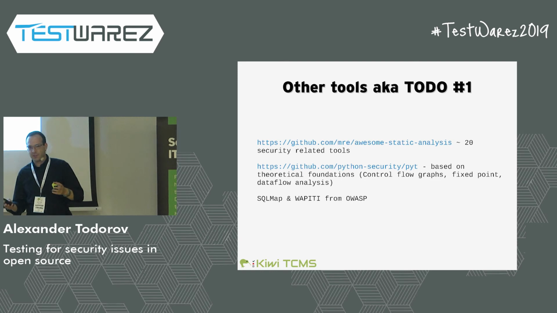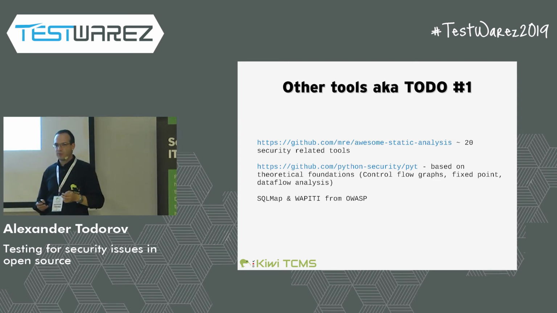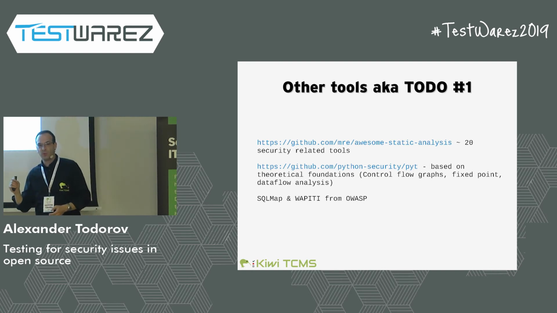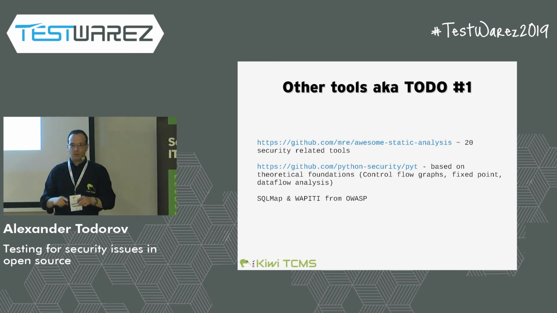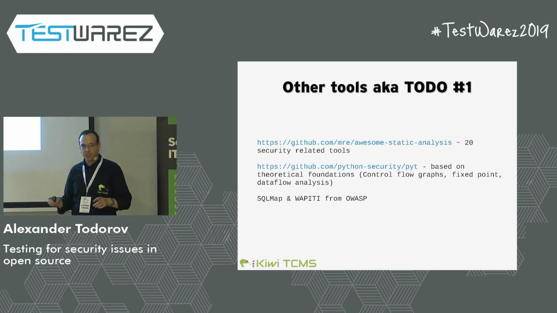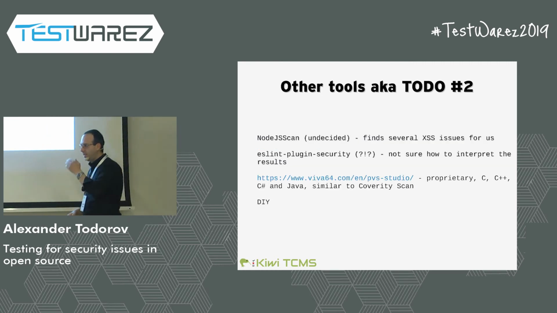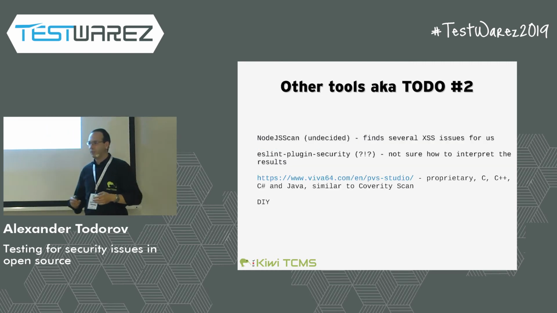If you're using a different programming language than Python and JavaScript, of course, just Google static analysis tools. The first list that I was able to find, this one, awesome static analysis on GitHub, has 20 different tools with the word security in the title or in the description. So a lot of tools for many, many programming languages. If you start searching for dedicated security scanners, security static analysis, vulnerability static analysis, you will discover many, many more. Some of them, of course, very good, some of them very poor. Just a random list of tools I've come across, not used all of them.